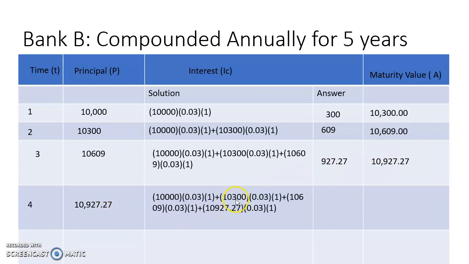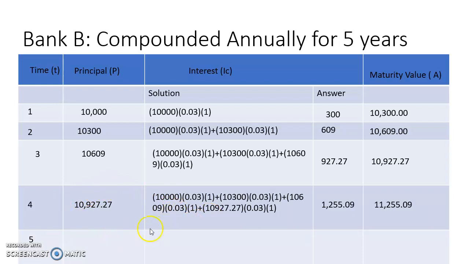For the fourth year, the principal is 10,927.27. Okay, so interest, we just add interest for first year plus interest for second year plus the interest for third year plus ito na, interest for 4 years. We add. So the interest for the fourth year is 1,255.09. Maturity value is 11,255.09.